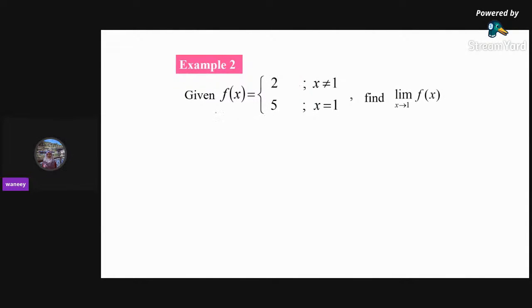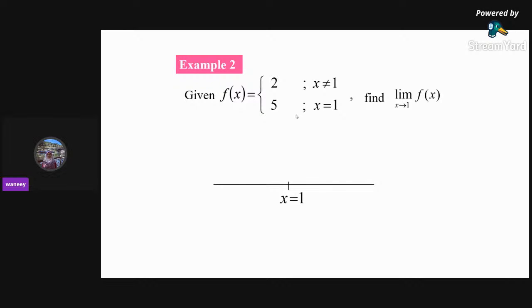Okay, so example 2, we have f(x) equal to 2 for x not equal to 1, and 5 when x equal to 1. And then we have to determine the limit for x approaching 1 for f(x). Right, so basically, if we have a piecewise function, we have to draw the number line a little bit so that we are very clear which function is on the left hand side and which function is on the right hand side.